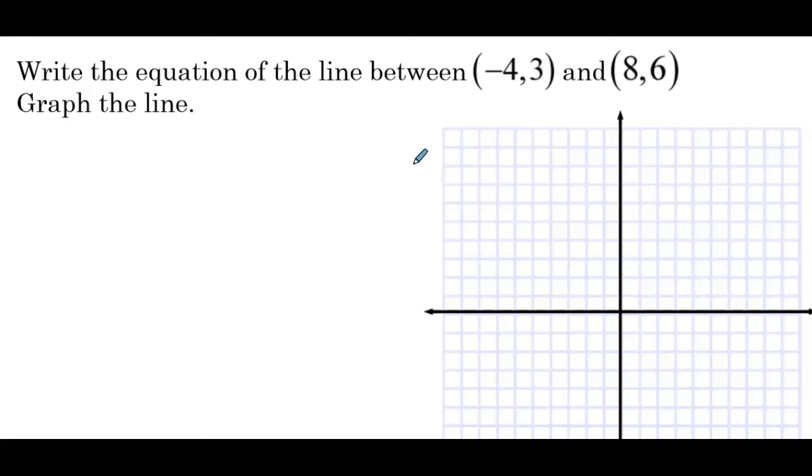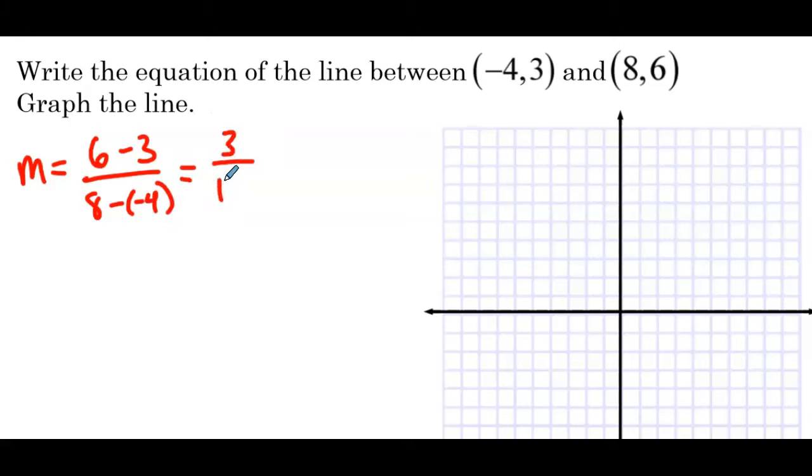Write the equation of the line between (-4, 3) and (8, 6). So 2 points, we're missing a slope. We can use the 2 points to find the slope: 6 minus 3 over 8 minus negative 4. We have 3 in the numerator and 12 in the denominator, so a slope of 1/4.